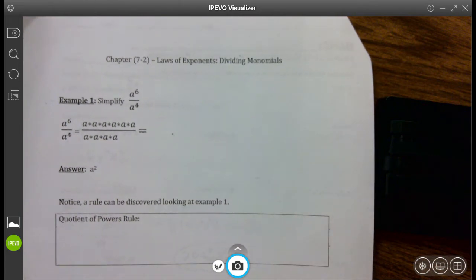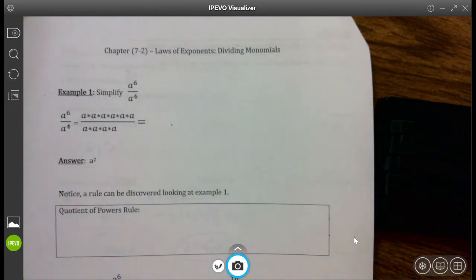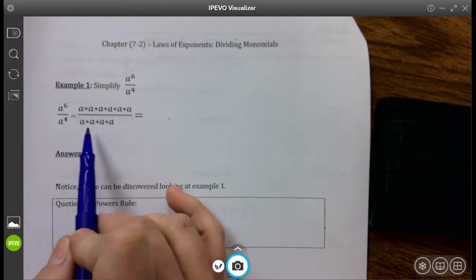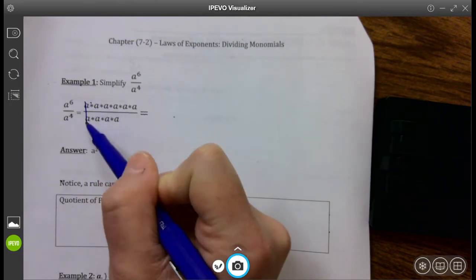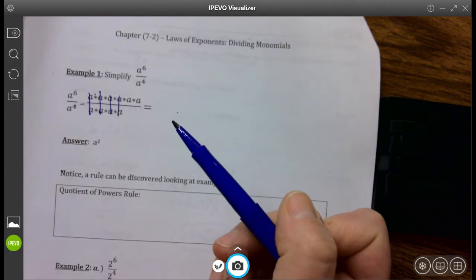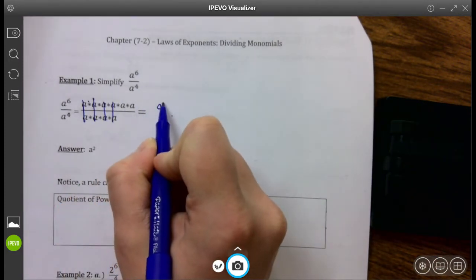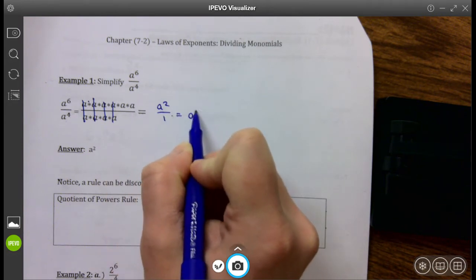This is chapter 7.2, laws of exponents. We're now dividing monomials. Example 1, we have a to the 6th divided by a to the 4th. So there's 6 a's on top, there's 4 on the bottom. A divided by a is 1, 1, 1, 1. We say cancel a lot, but it's not actually canceling, it's simplifying to a 1. So we're left with a squared over 1, which is just a squared.